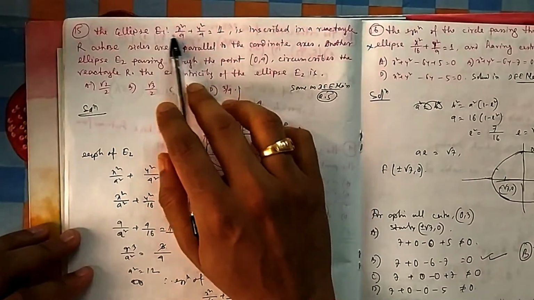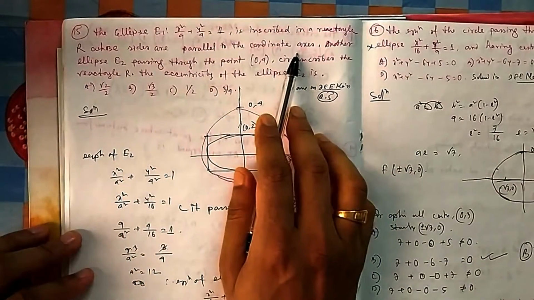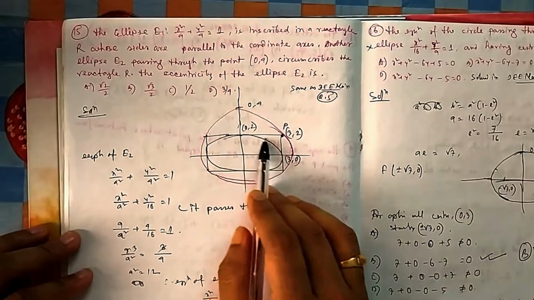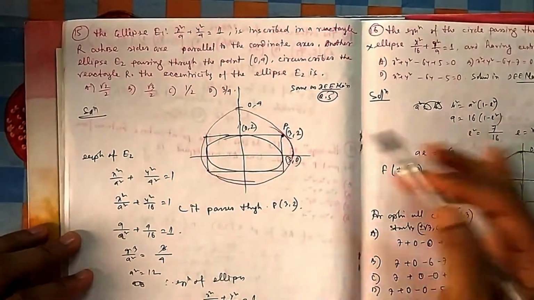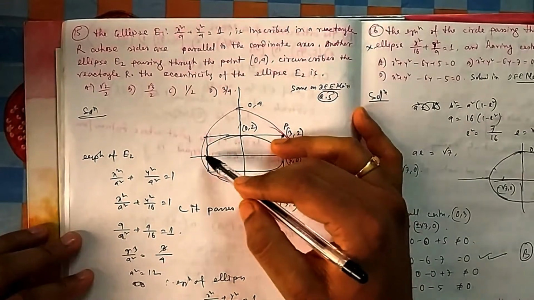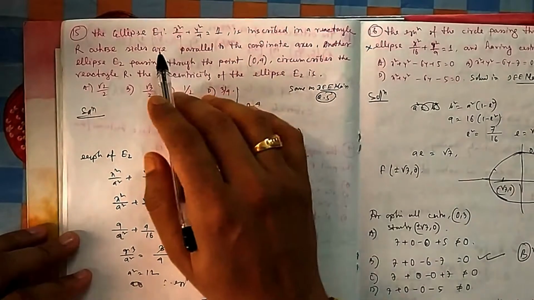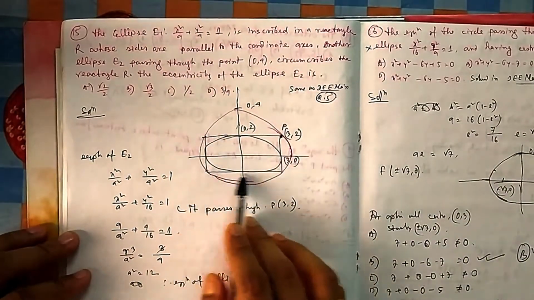Suppose there is an ellipse, which is inscribed in a rectangle R, whose sides are parallel to the coordinate axes. That means the rectangle's sides should be parallel to the coordinate axes. So this is the ellipse, x square by 9, so it is 3, and it is 2, and it is inscribed in this rectangle. There may be different types of rectangle. A rectangle can be of this type also, but they have told you the rectangle whose sides are parallel to the coordinate axes. So that's why this is parallel to the x-axis and y-axis.